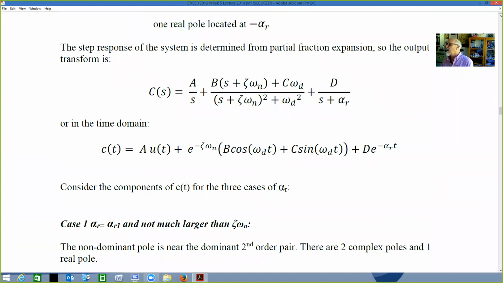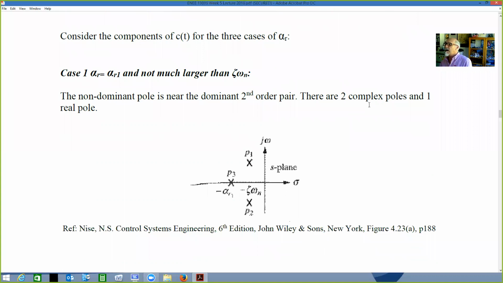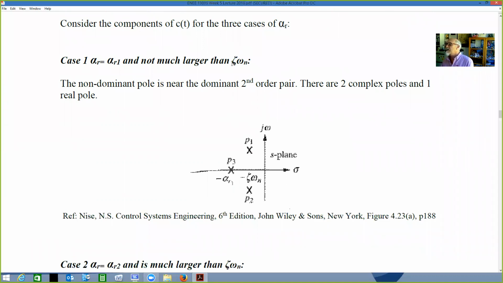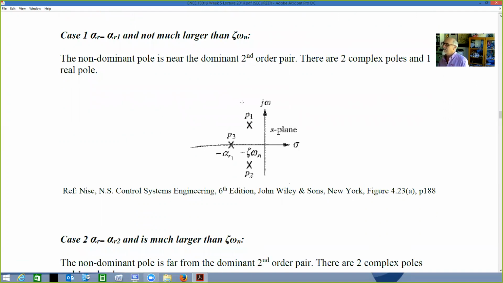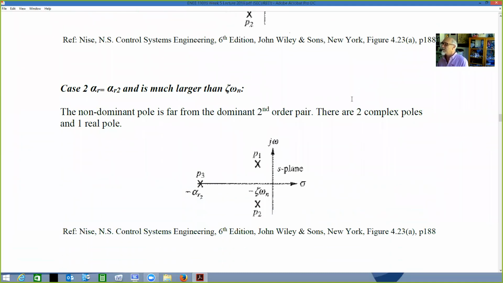That's our 1 pole located at negative alpha r. Case 1: alpha r equals alpha r1, and is not much larger than the damping ratio multiplied by the natural frequency. So the non-dominant pole is near the dominant second order pair. There are 2 complex poles and 1 real pole. That basically is the configuration we're talking about. As I say, these are just mathematical background, so just bear with it.